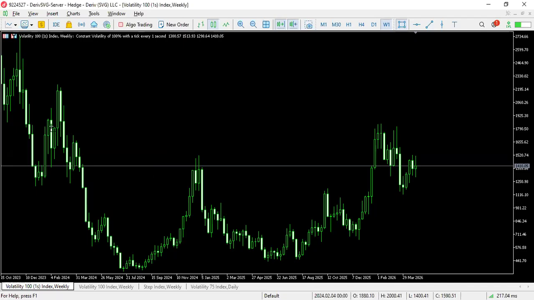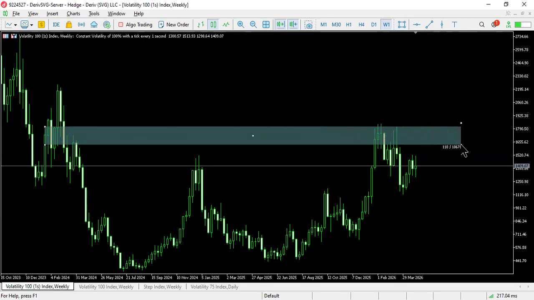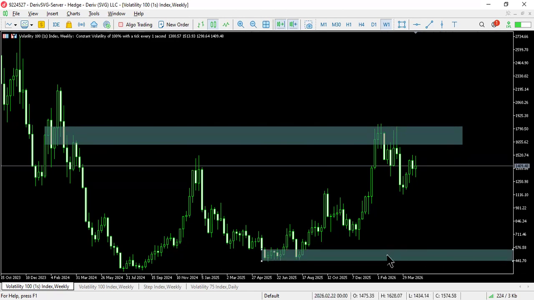So from the weekly time frame, we can see that price is reacting from this supply zone. And then down here, we have our demand zone. Therefore, our bias is very clear from the weekly time frame. We are going to be looking for selling opportunities until this demand level.